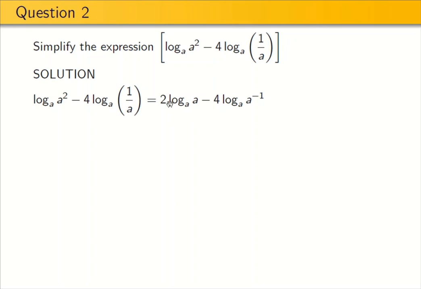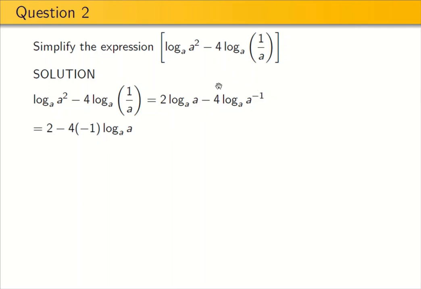Okay, so this becomes this, and then this side from indices we know 1 over a is the same as a to the power negative 1 from exponent. I've done a video on indices, so you can go and check. Okay, now in this case, this logarithm is a base a, the same numbers here, so it becomes 1. So it becomes 2 times 1, which will give me 2, and then minus, then this will come here.